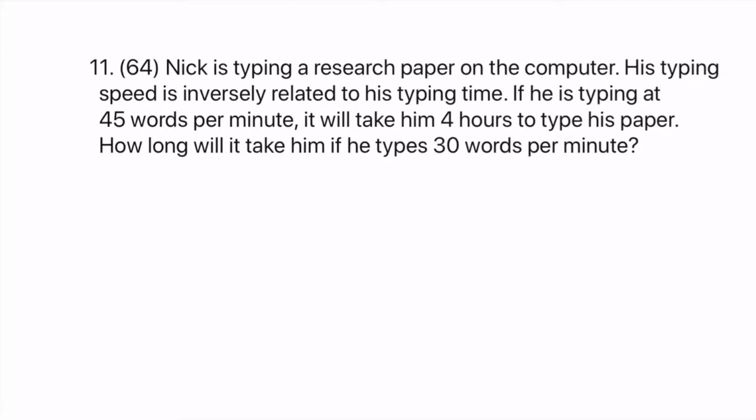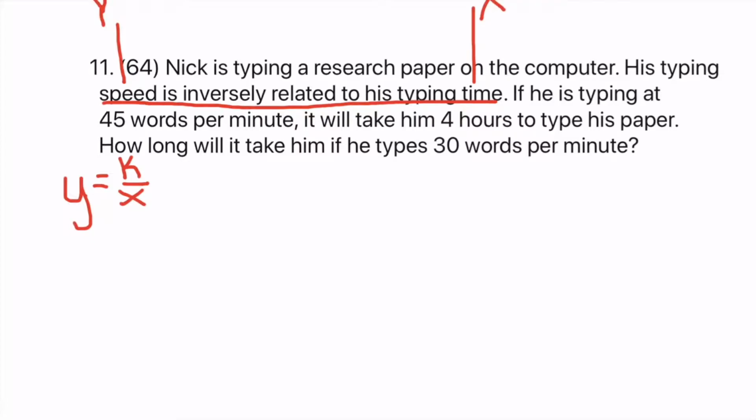The first one is using the inverse operation formula, which is y equals k over x. So if we go back and look, it says speed is inversely related to time. So I always know the first thing they mention is my y. So speed is my y, and time is my x. So they first give us 45 words per minute and 4 hours. So there's our speed and our time.